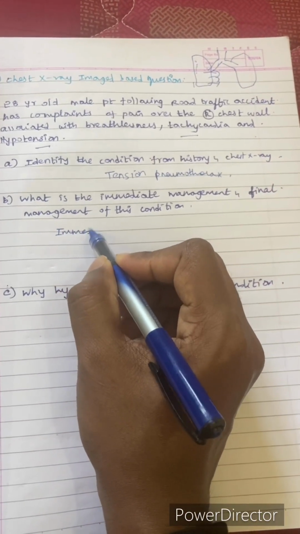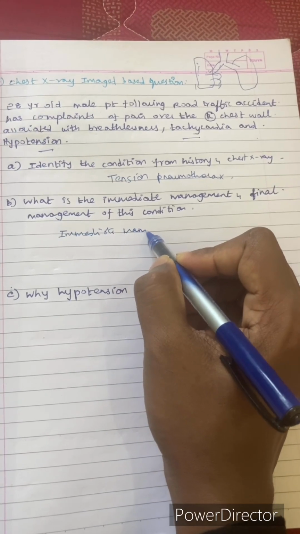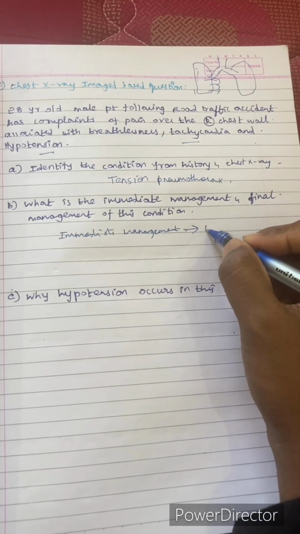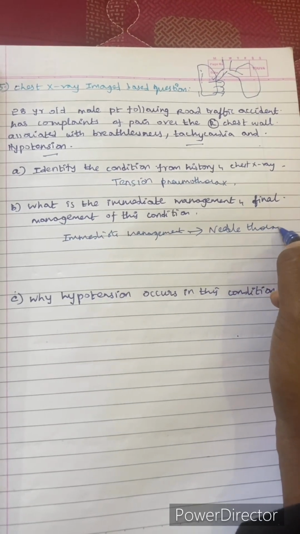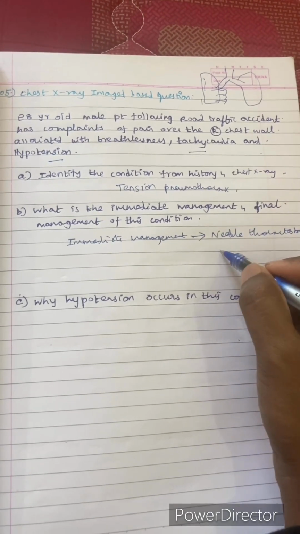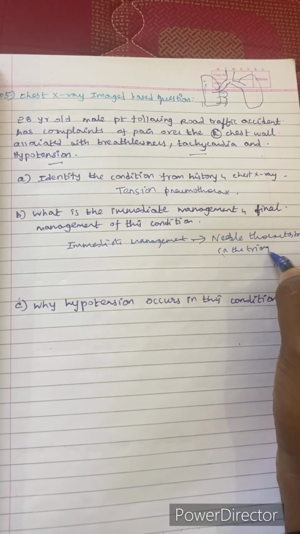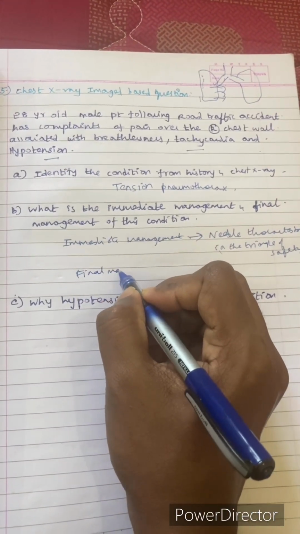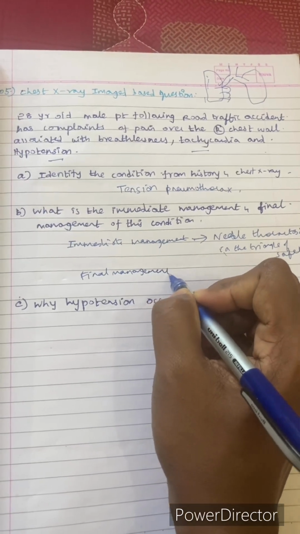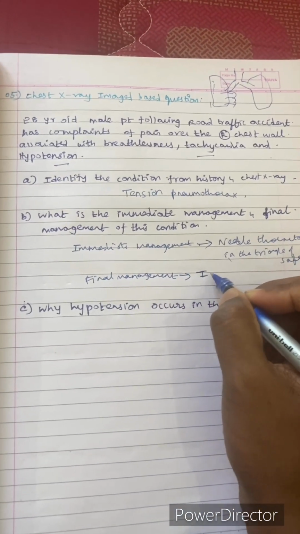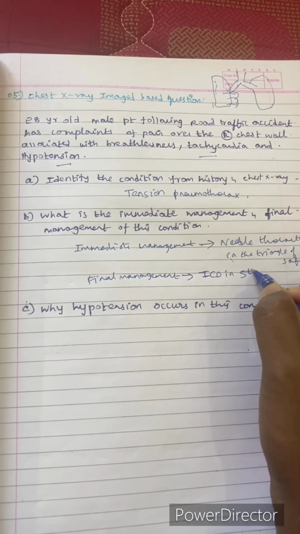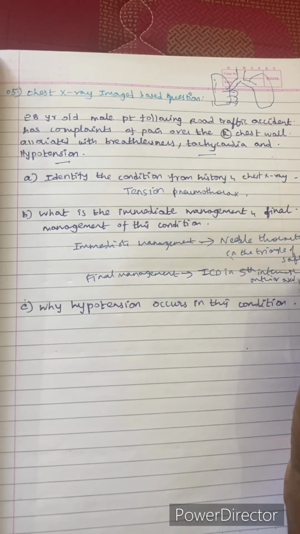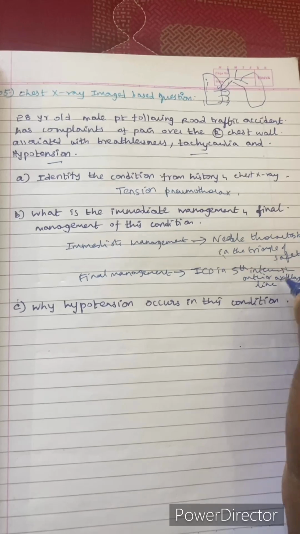What is the immediate management and what is the final management? They have asked two questions in it. Immediate management, what will we do? We will do a needle thoracotomy. Where will we do the needle thoracotomy? In the triangle of safety. You have to look into the boundaries of the triangle of safety: latissimus dorsi, pectoralis major, and the base is a horizontal line connecting the nipple. And next is the final management. Final management is by ICD placement in the fifth intercostal space, in the anterior axillary line. That is the ideal site where you will place an ICD. These are the two questions they have asked.